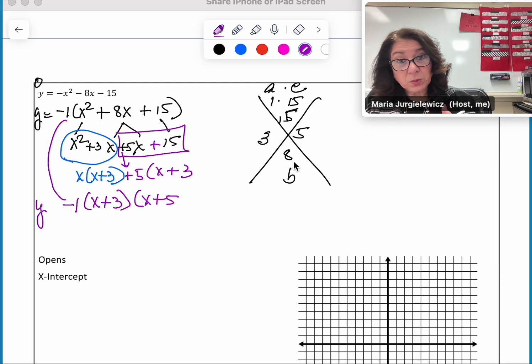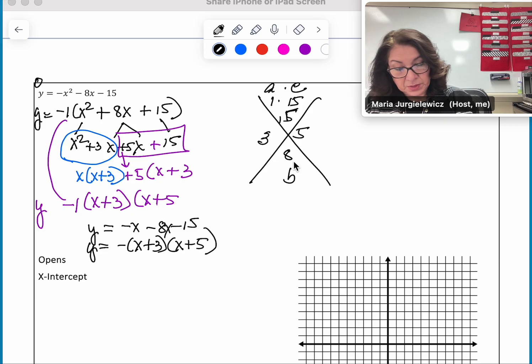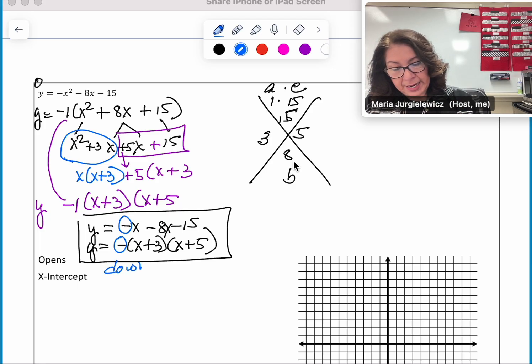So now once I do all of this, I realize that I have two things that I can look at. I have y is equal to negative x squared minus 8x minus 15, and y is equal to negative 1, x plus 3, x plus 5. So now I have it in both formats. And I'm going to show you why knowing both formats is going to be important. So now, which way does it open? If I'm looking for which way it opens, look at it there and look at it there. In both of these, it's negative, so it's going to open down.